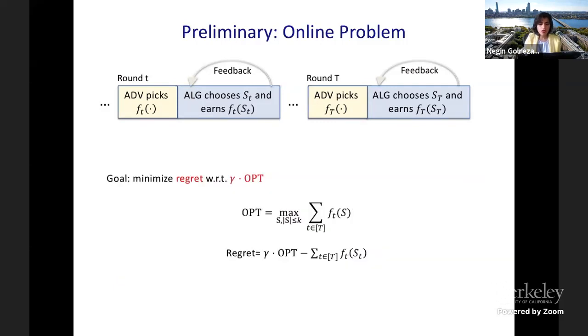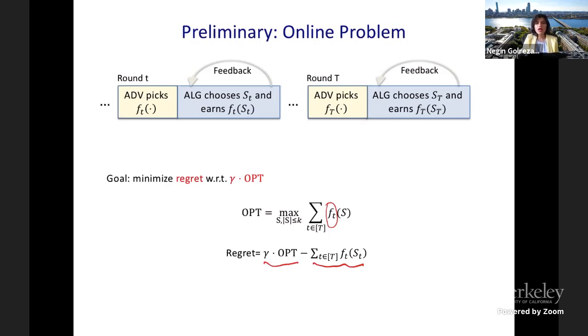If there's no question, then let me talk about our goal in this work. We want to minimize regret with respect to gamma times opt. Gamma is the approximation factor, and opt is the maximum market share that one can get if he or she had the benefit of hindsight. So if I know the demand function f of t in advance, and I get to choose one single set with this knowledge, this is the maximum market share that I'm going to be able to obtain. Then I calculate the regret by comparing what I'm getting, which is this summation, with gamma times opt. And remember, gamma is the approximation factor.